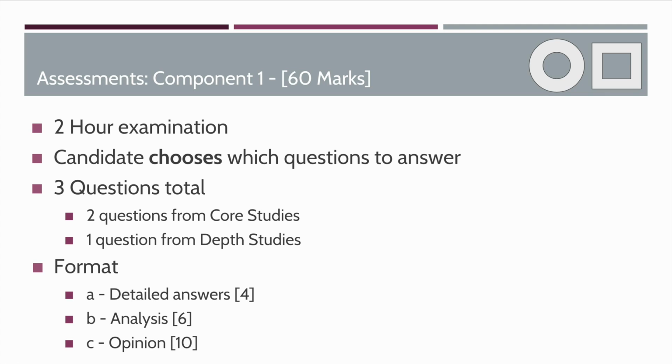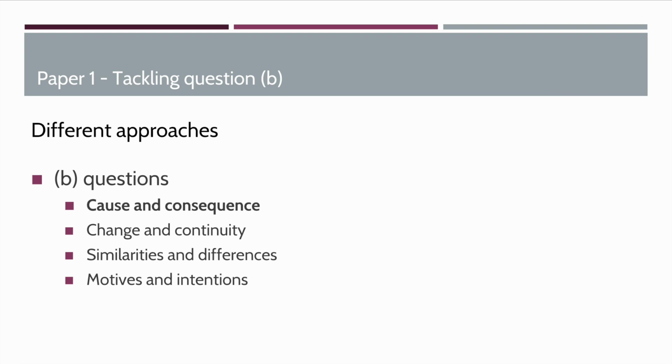As a reminder, paper 1 is a 2-hour examination. Candidates get to choose which questions they get to answer, but at the end of the day, they have to answer 3 questions total, 2 questions from the core studies, and 1 question from the depth studies. The format of all of the questions is broken down into 3 parts: A for detailed answers, B for an analysis, and C which focus mainly on opinions. As I mentioned, this video specifically focuses on B questions.